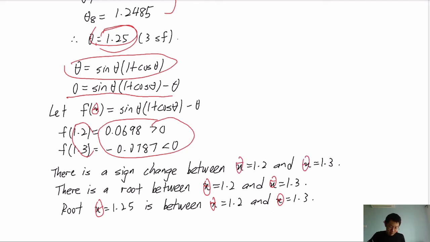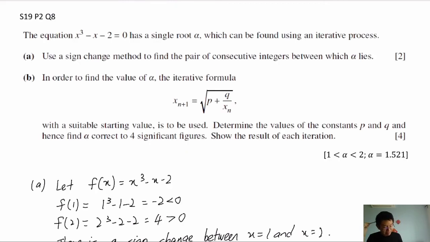Alright, so the last question that we'll look at is we have got this equation that has a single root alpha, which can be found using an iterative process. And first part, use the sign change method to find the pair of consecutive integers between which alpha lies. So we know that alpha is a root, and we need to use the sign change method to find out what are the values that this alpha lies in between.